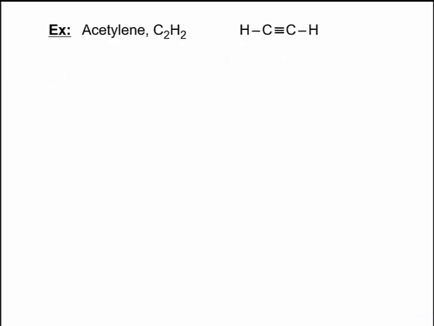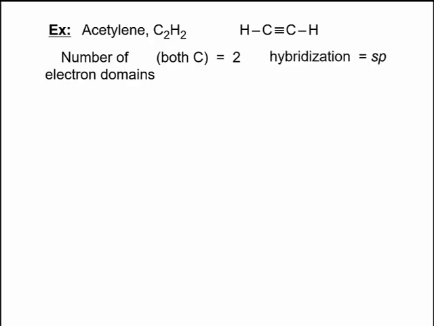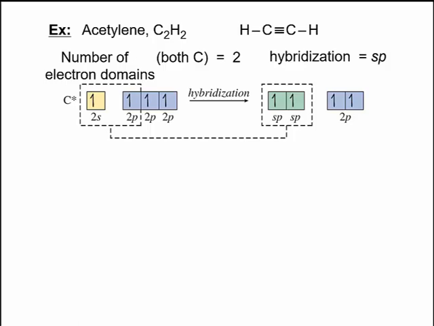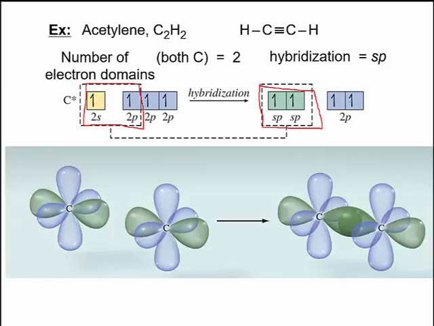If we have acetylene, C2H2, it's got a triple bond in here. Both carbons are going to have an electron domain geometry of 2. I've got 2 things on it, one single bond and one triple bond. So that means that our hybridization is going to be sp. So we'll take our carbon, we'll excite it, we'll then combine 2 orbitals to give us our sp, which makes us have that linear domain geometry. Now I've got 2 leftover unhybridized p's.